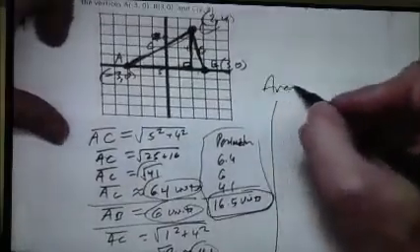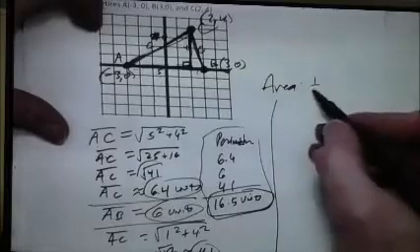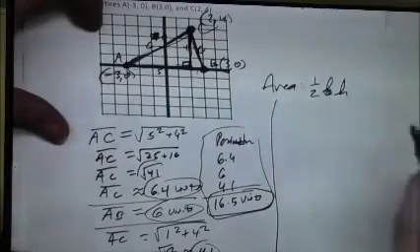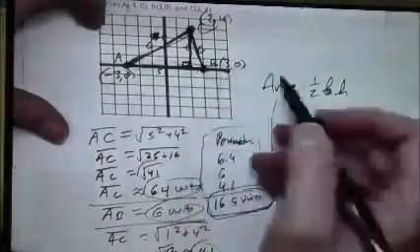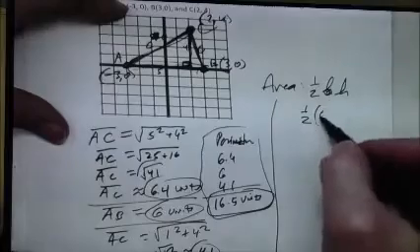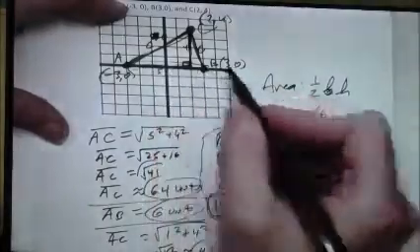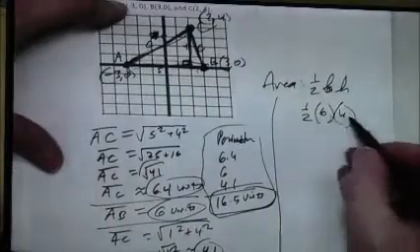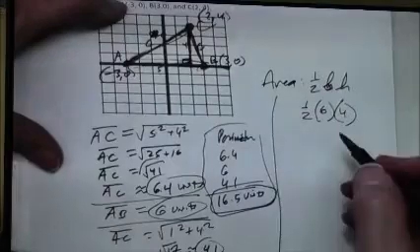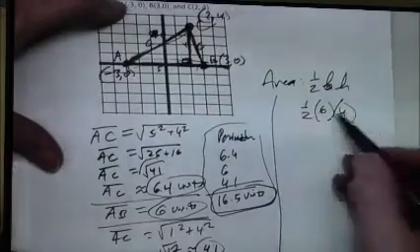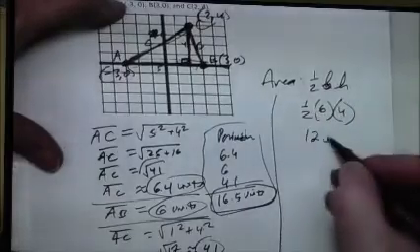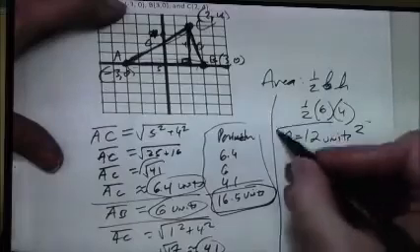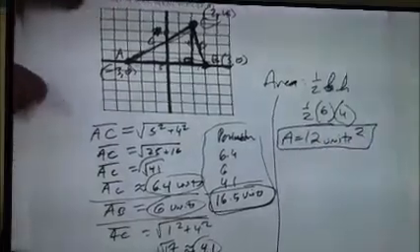The area is even easier. Area is 1/2 the base times height. Here's the base. 1/2 times 6. 1, 2, 3, 4, 5, 6. The height is 1, 2, 3, 4. 6 times 4 is 24, divided by 2 is 12, or I can do 2 goes into 6 3 times, so that means it's 12 units squared. So the area is 12 units squared.